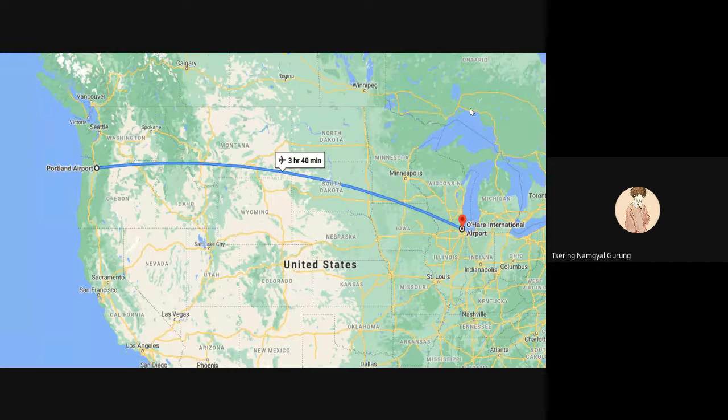From Portland Airport, we had to move for lunch. After the sightseeing, we were quite hungry, so we needed to get ready for lunch. So we took a flight of 3 hours and 40 minutes from Portland Airport to Wurundjeri International Airport.